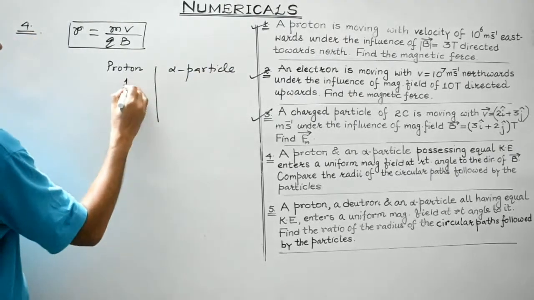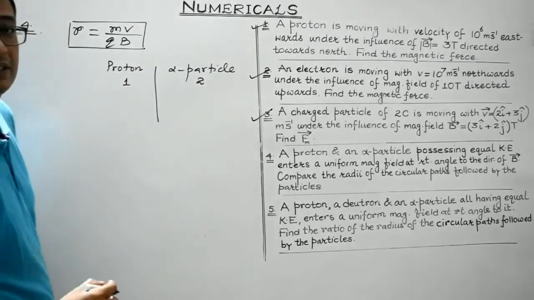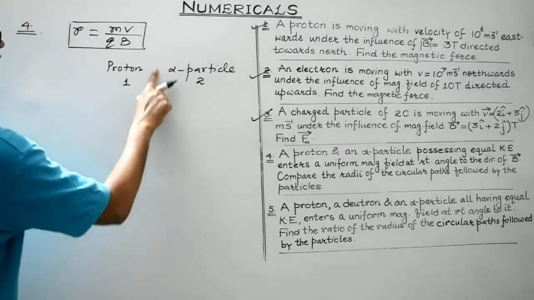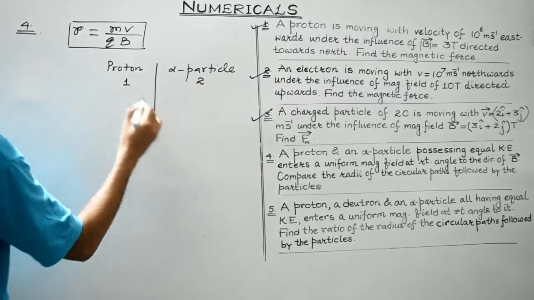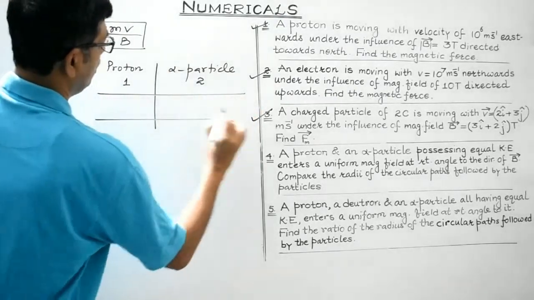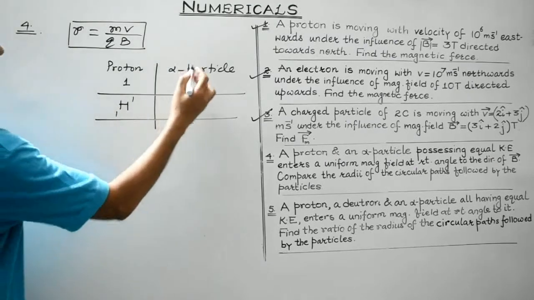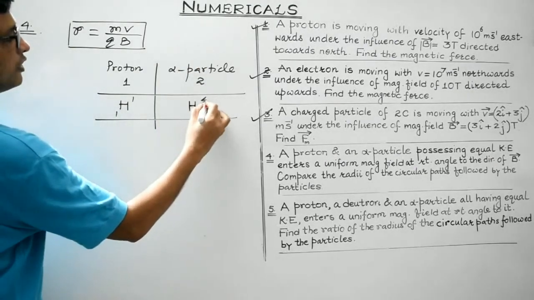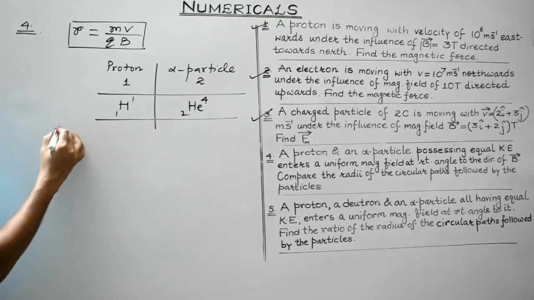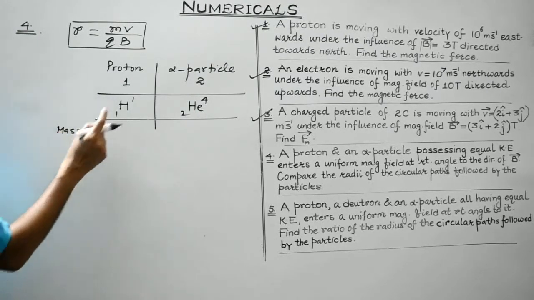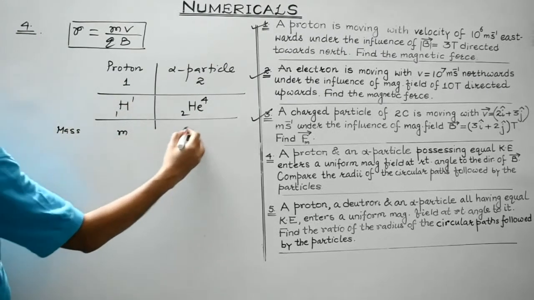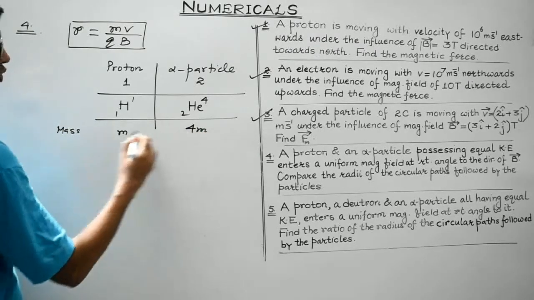Let us consider this to be particle 1 and this to be particle 2. Now the proper way of representing a proton is H11. The alpha particle is represented by the helium nuclide He42. Therefore, what about mass? If the proton's mass is m, the alpha particle's mass will be 4 times the mass of the proton.